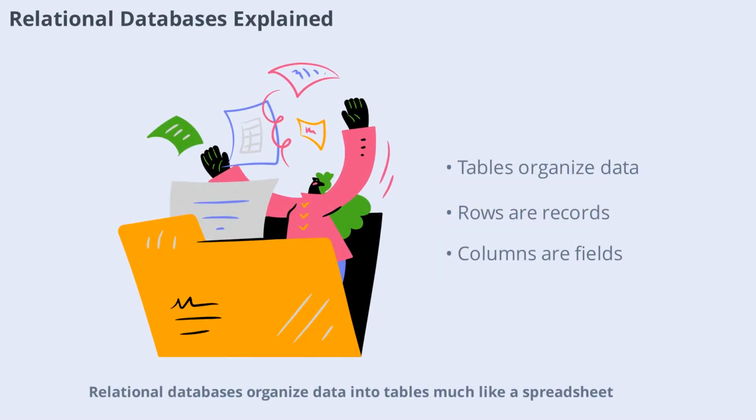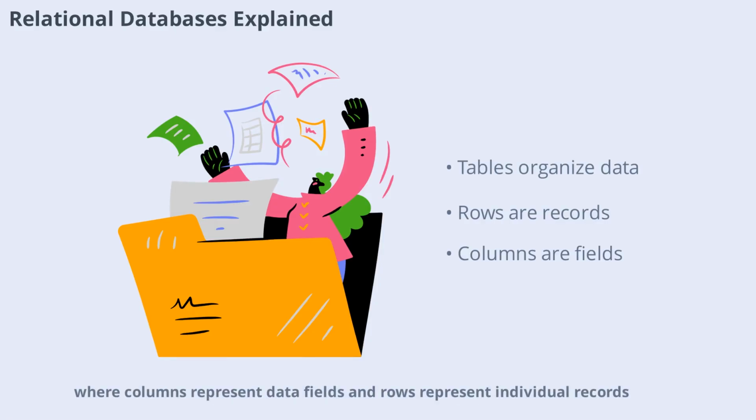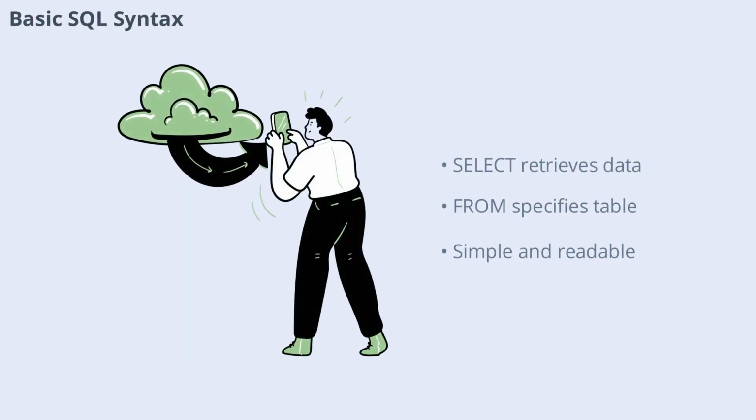Relational databases organize data into tables, much like a spreadsheet. Each table contains rows and columns, where columns represent data fields and rows represent individual records. This structure makes it easy to store, retrieve, and relate information. For example, you might have a table for customers and another for orders, linked by a customer ID. Understanding this structure is key to writing effective SQL queries, as it allows you to connect and analyze data from multiple tables seamlessly.